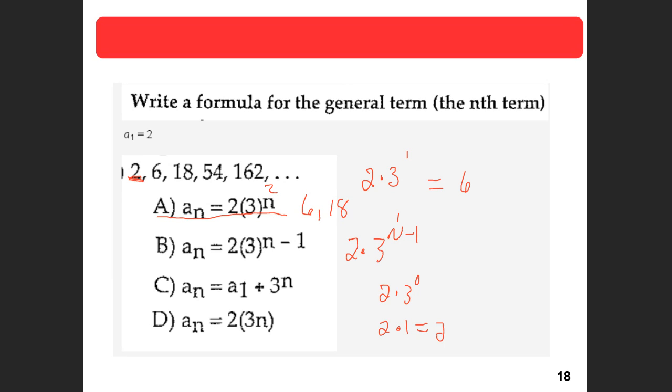And then if I put 2 in here, 2 minus 1 is 1, so 2 times 3 to the first, that's 6. That gives me my second term. So I'm going to go with letter B instead of letter A. And the reason is because the first term is not correct with letter A, but it is with letter B. Does that make sense?